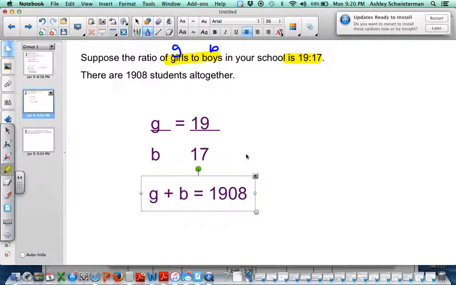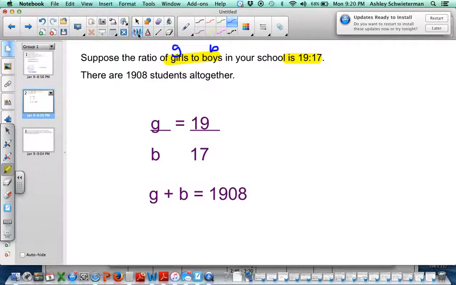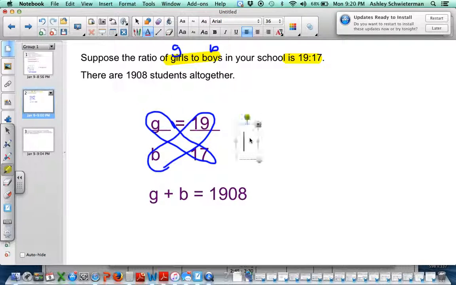Now when I do a ratio problem, the first thing I would suggest is to get this out of a ratio and into a regular equation. So I'm going to cross multiply and I'm going to have 17G equals 19B, and I'm either going to solve this for G or B and use substitution, because substitution would be the easiest one for this type of problem.